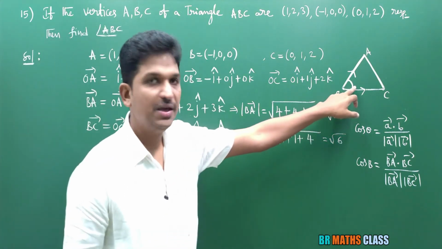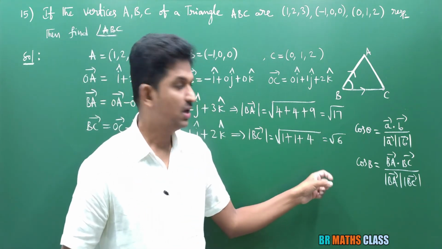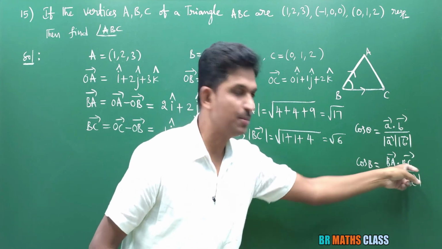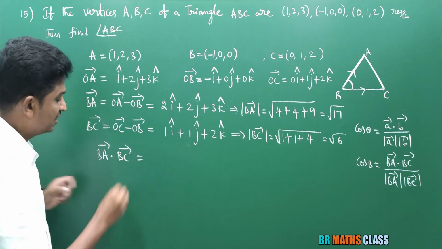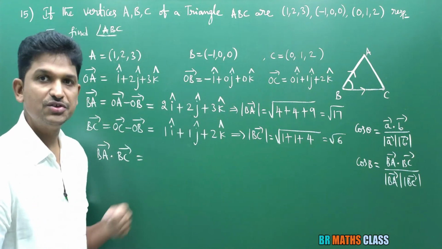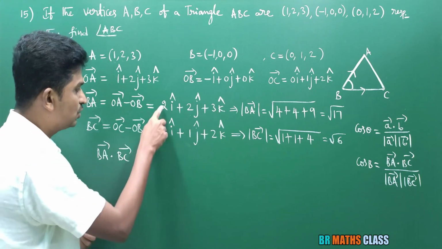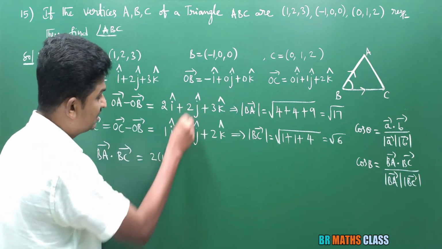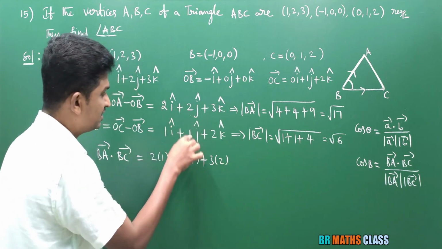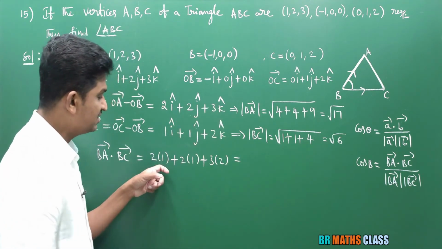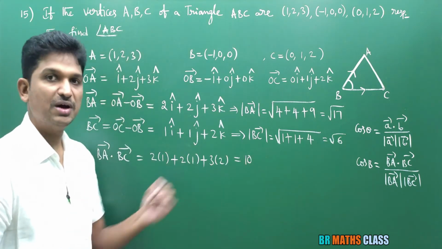What I need is this angle B. To calculate this angle B, this is the formula. In this, I need BA bar dot BC bar, so I'll calculate the dot product of these two vectors. You know the formula: A1 B1 plus A2 B2 plus A3 B3. So 2 into 1 plus 2 into 1 plus 3 into 2. If we simplify this, 2 plus 2 is 4, 4 plus 6 is 10. You got BA bar dot BC bar as 10.